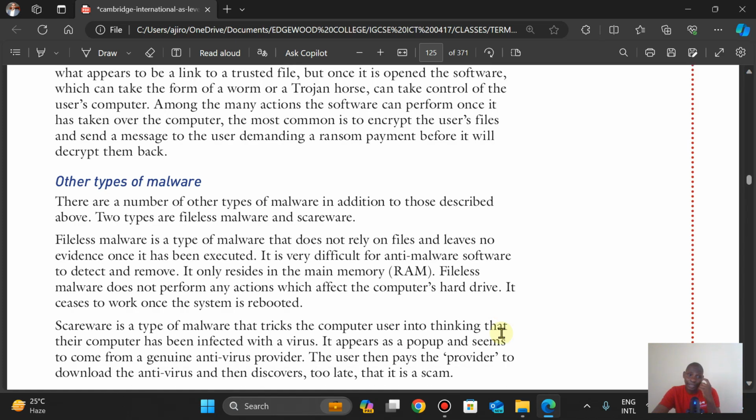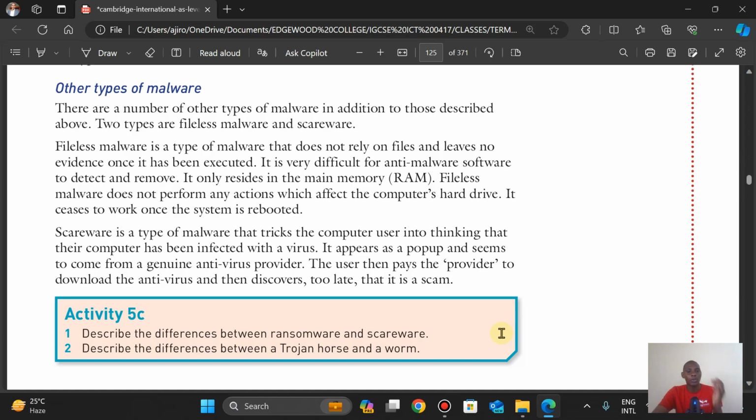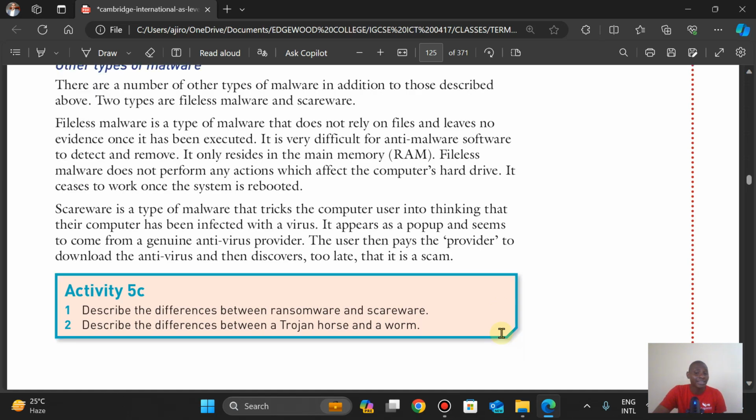So we have other types of malware like fileless malware that does not rely on files and leaves no evidence once it has been executed. It does not perform any action which affects the computer hard drive. It ceases to work once the system is rebooted. Okay, we also have scareware, which is the type of malware that will trick users into thinking that their computers have been infected with a virus. It appears as a pop-up and seems to come from a genuine antivirus provider. The user will then pay the provider to download the antivirus and then discover that it is a scam.